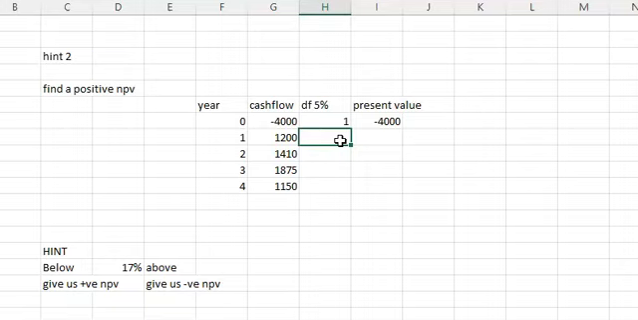Okay, so now in year 1, what would be our discount factor? It will be 0.952. In year 2, our discount factor will be 0.907. So just go and check these things from the present value table.